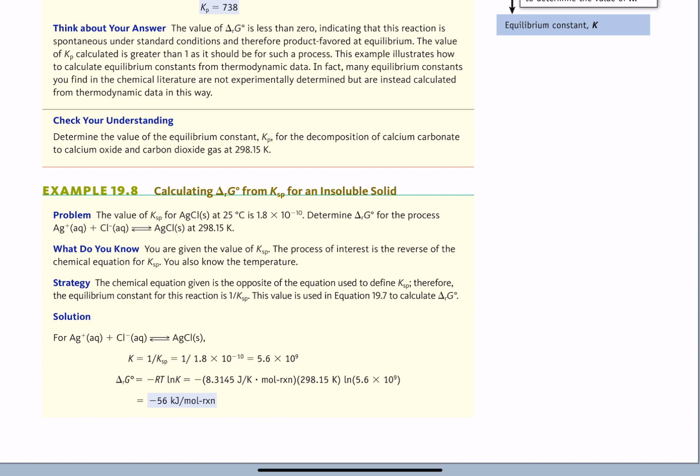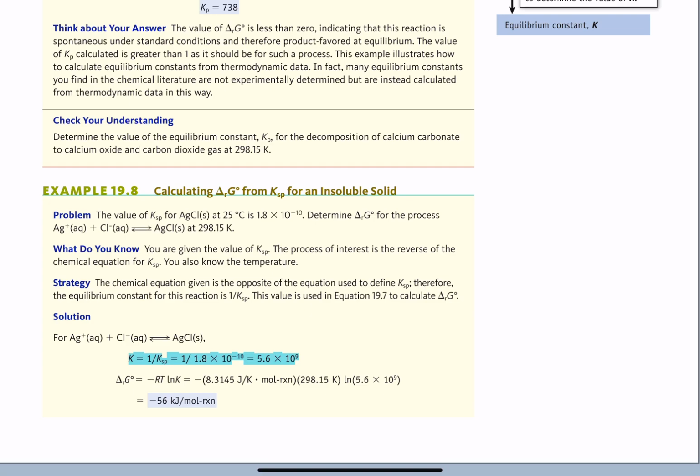Here's another example of that kind of problem. But you'll notice that in order to get my right value of K, and some of you missed this on the previous test, we had to reverse a chemical reaction, which means we have to take the reciprocal of our value of K in order to get the equilibrium constant.